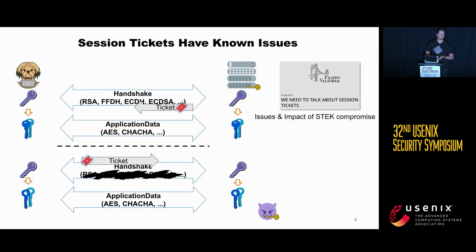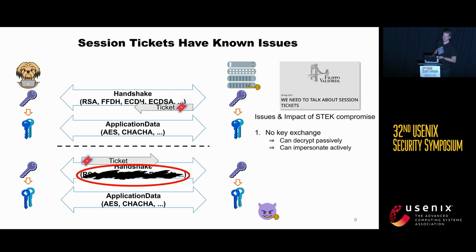So this is how tickets work, but they have issues, and this is already known. Back in 2017, Valsorda wrote a blog post summarizing some known issues of session tickets. The first point he raises is that we don't do a key exchange anymore. This was the point of session tickets, but it is an issue because now the whole secrecy relies on the ticket being secure. Because the ticket contains the master secret, if the ticket isn't encrypted properly, everyone can read the master secret. So if the attacker has the STEK, they get the master secret and can decrypt the application data or even actively impersonate the server.